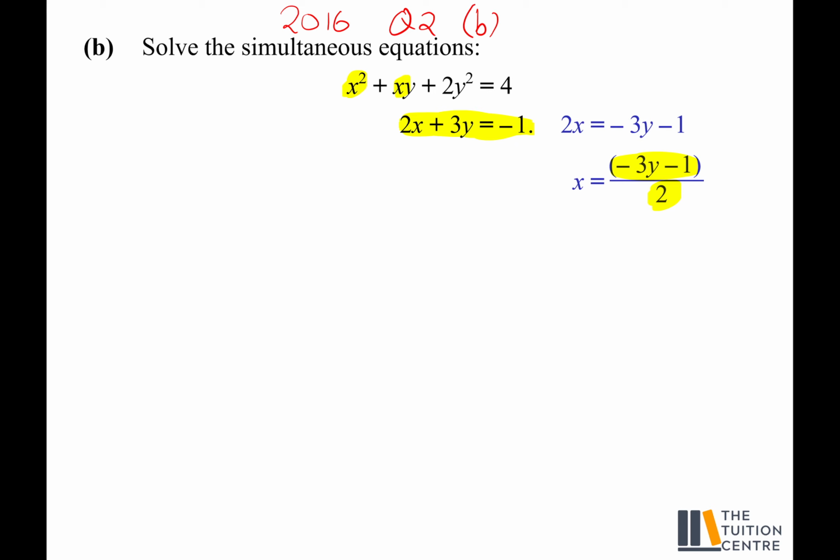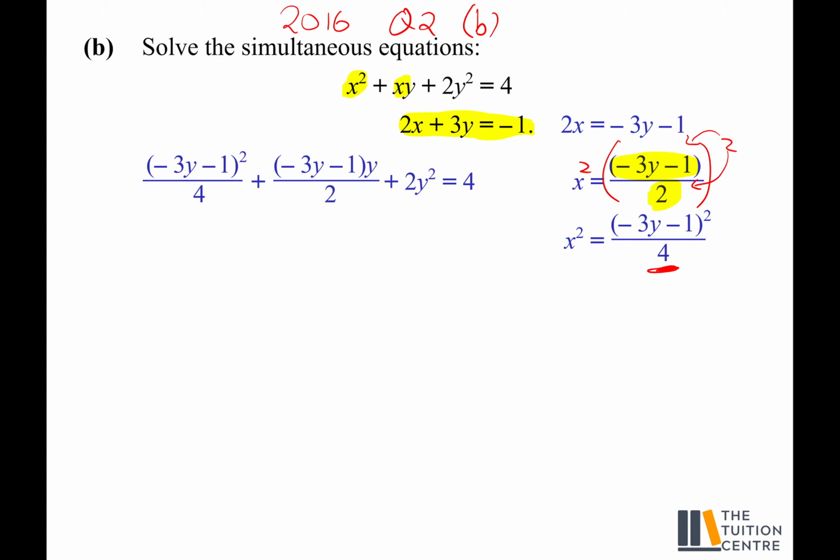I'm going to have an x squared, so I just have to work this out here. To get your x squared, you're going to be squaring the left hand side and squaring the right hand side. But the key thing is, of course, you're going to be squaring the top and the bottom of the fraction. So you're going to end up with a 4 underneath the line. So when I replace my x squared terms, I'm going to have minus 3y minus 1 to be squared over 4. When I replace my x term, I'm going to have minus 3y minus 1 times y over 2. I'm going to have my 2y squared and my 4.